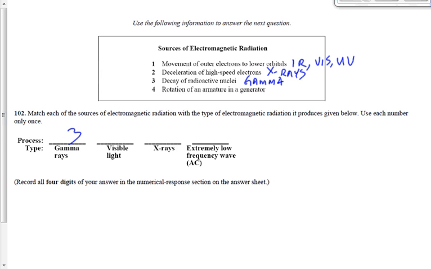Rotation of an armature in a generator? What are you making with a generator? You're making electric current, right? AC electric current, that is alternating current. Electric current is going back and forth. What's another word for alternating or going back and forth? Oscillating electric charge. What kind do we have here? It's going to be radio waves, right?